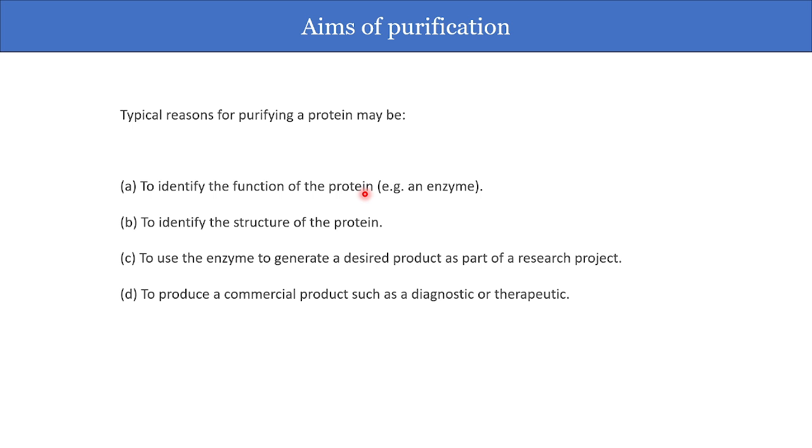The typical reasons why we need to purify a protein, or the major aim of purification, is first to identify the function of a protein. Why is it so? For example, if it's an enzyme, you would definitely not want a mixture or a contamination of other molecules that try to interfere with the activity of the enzyme. For that, we need to isolate the protein or the particular enzyme in its pure form. So purity is a major issue for understanding the actual function of a particular protein.